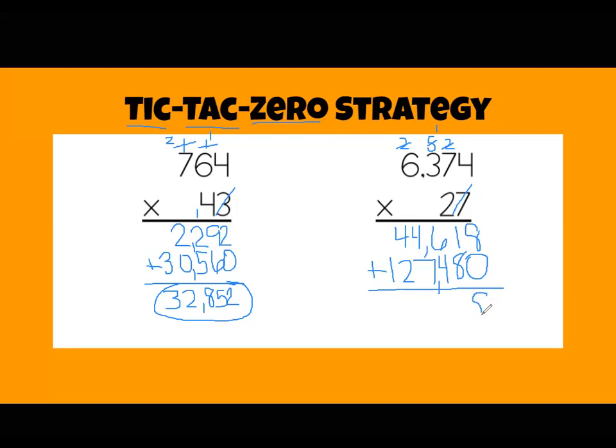8 plus 0 is 8. 1 plus 8 is 9. 6 plus 4 is 10. 7 plus 4 is 11, plus 1 is 12. 4 plus 1 is 5, plus 2, 7, and then 1, or comma, 172,098.